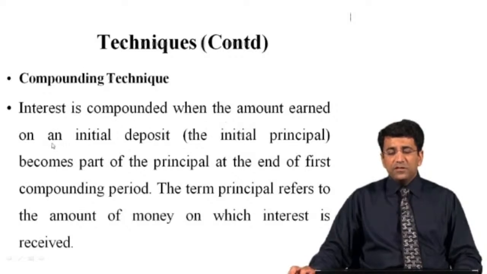Interest is compounded when the amount earned on an initial deposit, that is the initial principal, becomes part of the principal at the end of the first compounding period. The term principal refers to the amount of money on which the interest is received. So students, whenever you have some initial deposit, that deposit is said to be the initial principal amount, and after a particular time period, you may get the interest on that principal amount, and this interest is actually compounded when the amount earned on an initial deposit, at the end of the different time period, is again added to the principal amount. So the term principal refers to the amount of money on which the interest is received.